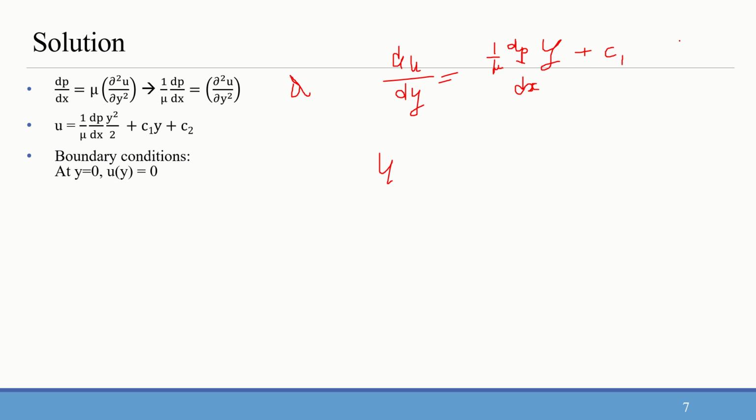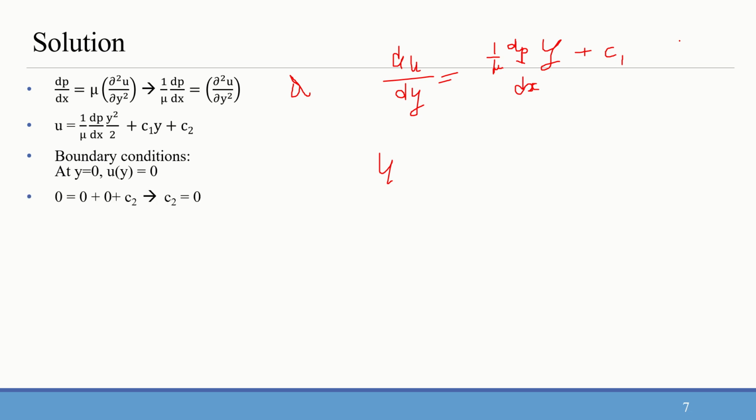So what are the boundary conditions we will be using? We are given that at y is equal to 0. Here we are assuming no slip condition, and we are assuming that the plates are not moving. So at y equal to 0, we have u of y equal to 0. Why? Because at y equal to 0, it belongs to the top plate. So the top plate is not moving. So when it is not moving, because of the no slip boundary condition, u also becomes 0.